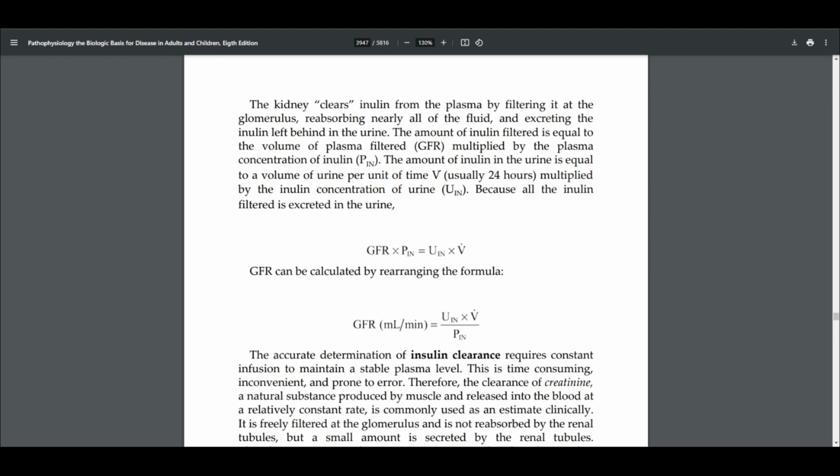Your GFR can be calculated by rearranging the formula. So your GFR, in milliliters per minute, equals your concentration of urine times time divided by the concentration of inulin.